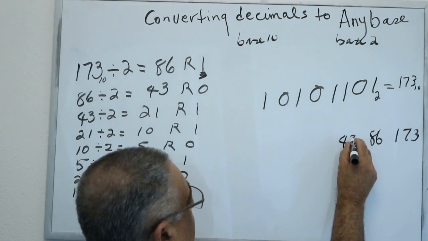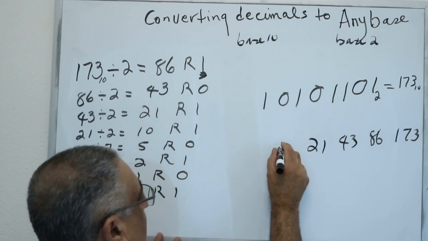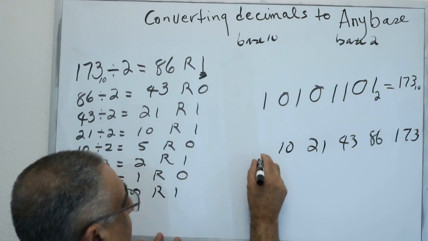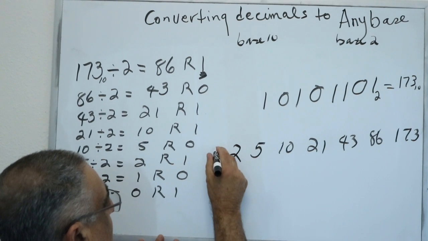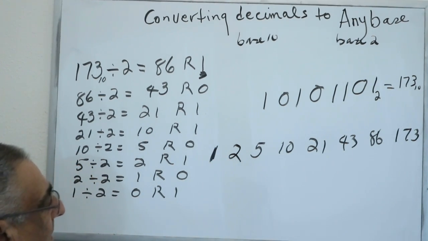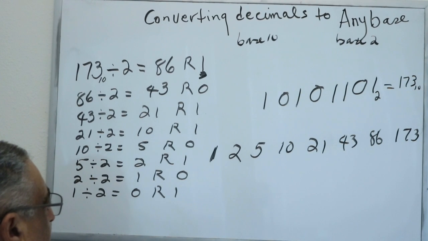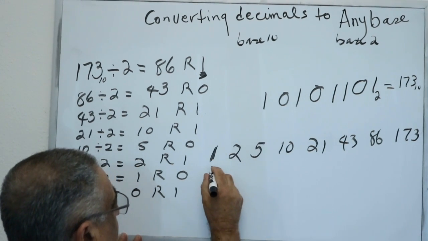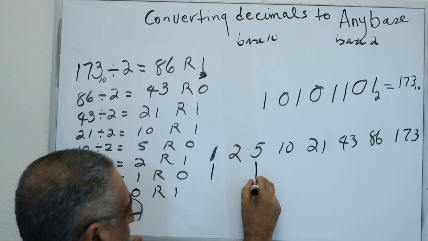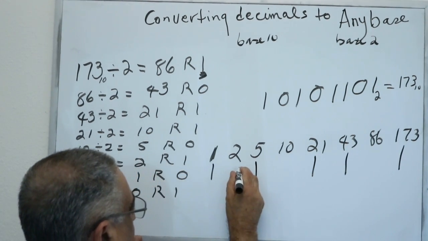86 divided by 2 is 43. 43 divided by 2 is 21. 21 divided by 2 is 10. 10 divided by 2 is 5. 5 divided by 2 is 2, and then 1. So this is my second method. Now all I have to do is, wherever there's an odd number, I'm going to put a 1. That's a 1, that's a 1, 1, 1. The rest is zeros.